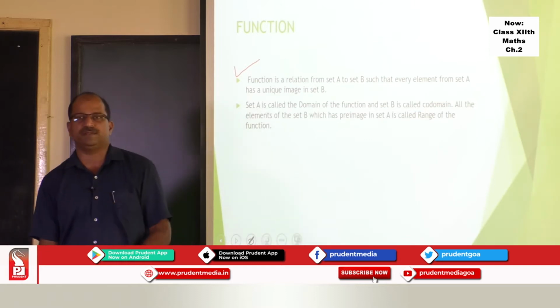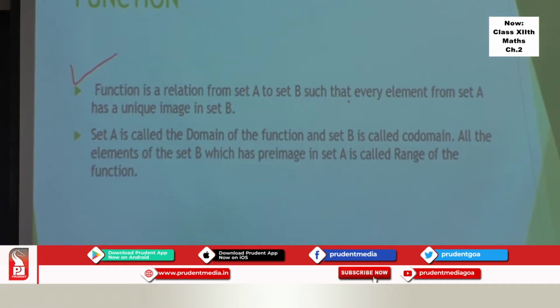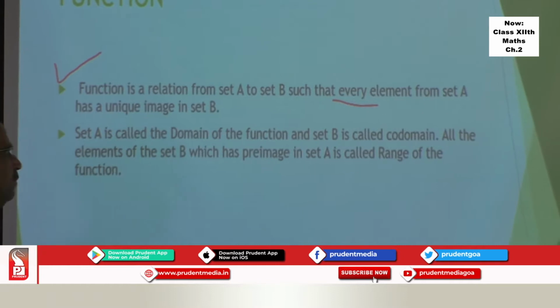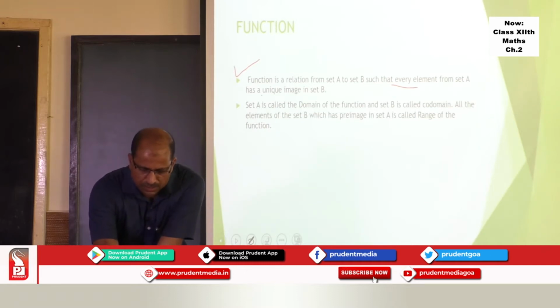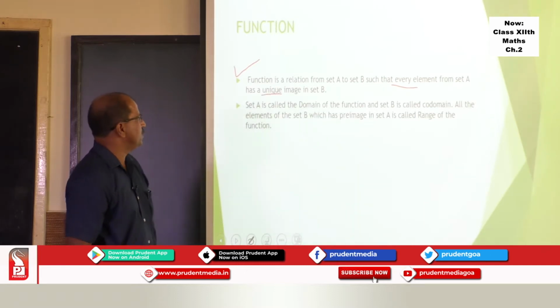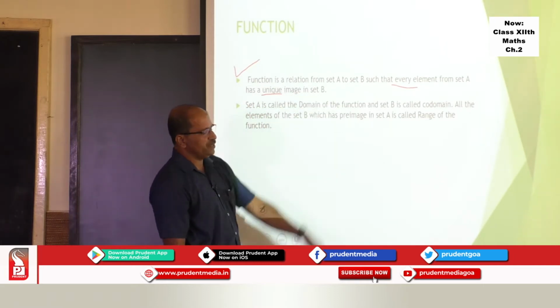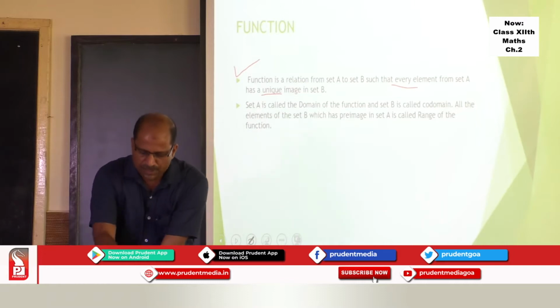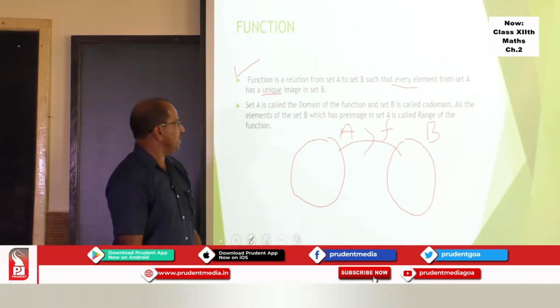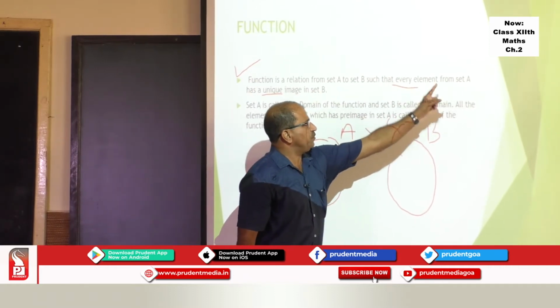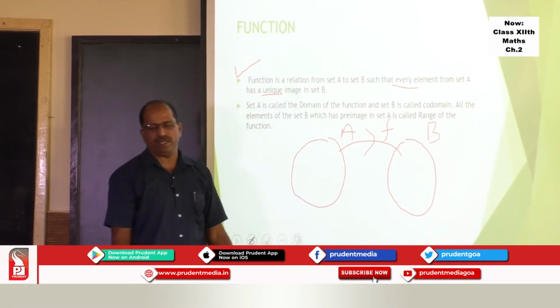There are two keywords here. Now, what are the keywords I will underline here? Every is the first keyword, and the second keyword is a unique image in set B. Now, I will explain this with respect to the figure here. If I take two sets A and B, and there is a function from set A to set B, now, according to the definition, every element from set A should have a unique image in set B.